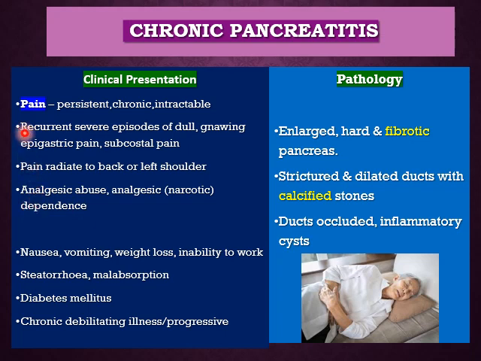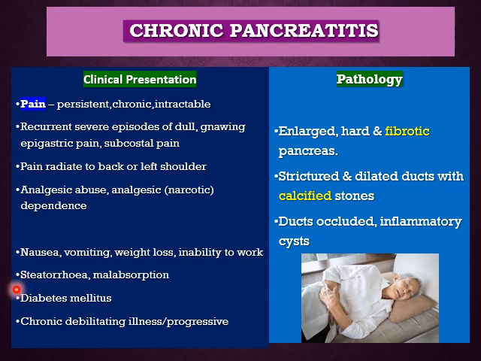The pain is recurrent attacks of severe pain, which is dull, gnawing, in the epigastric region and subcostal region. Pain may radiate to the back or to the left shoulder. Other symptoms include nausea, vomiting, weight loss, and inability to work. Okay, most of these patients lose their job and become unemployed.